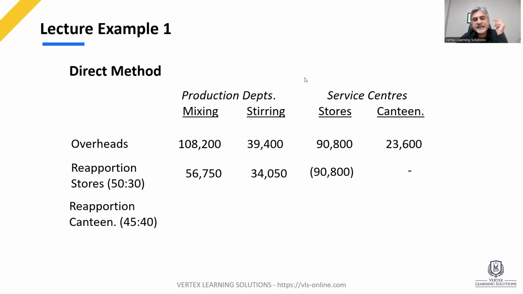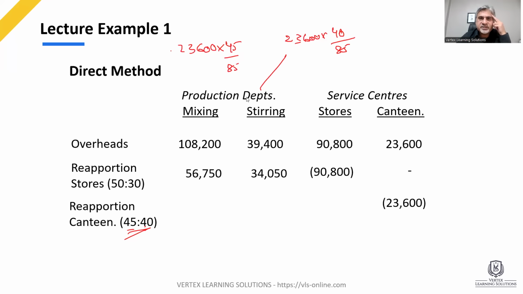Then you have got this canteen. So canteen reapportionment ratio is 45-40. It means that the mixing department should take 23,600 multiplied by 45 plus 40, which makes 85. So I would say 45 divided by 85. And for stirring, again, I will say 23,600 multiplied by 40 over 85, okay? 40 by 85, 45 by 85. 85 is the sum total. And so the canteen cost of 23,600 is divided between the two departments like this.